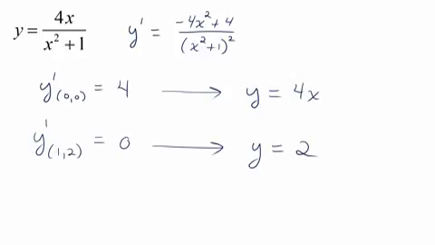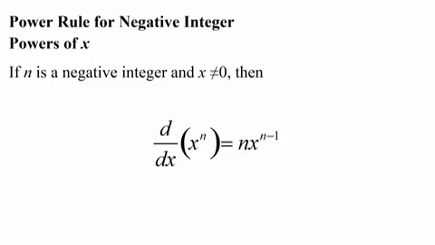Let's look at another rule. Power rule for negative integer powers of x. If n is a negative integer and x does not equal 0, then the derivative of x to the n power with respect to x is n times x to the n minus 1.